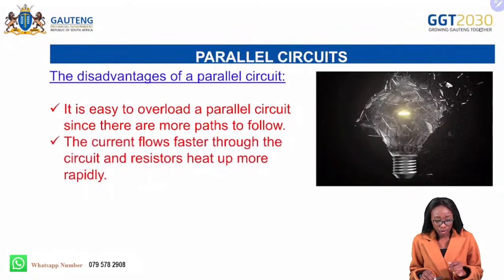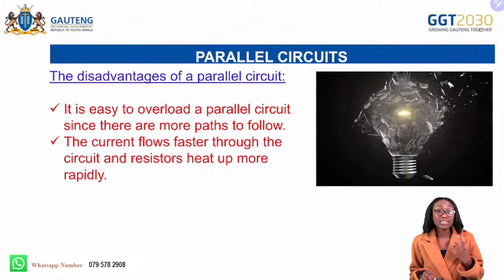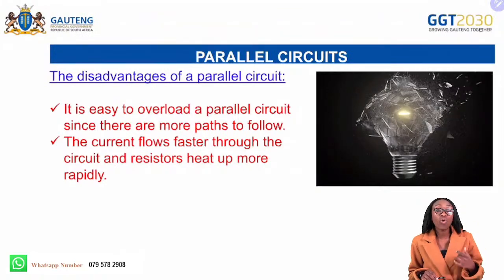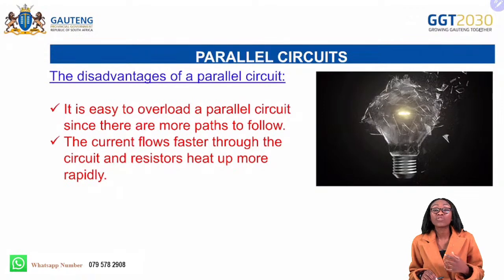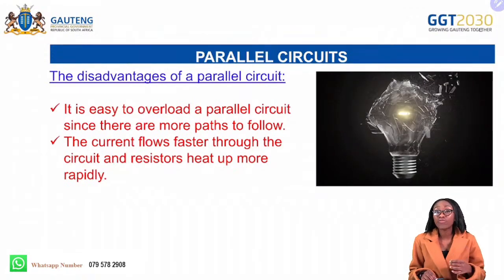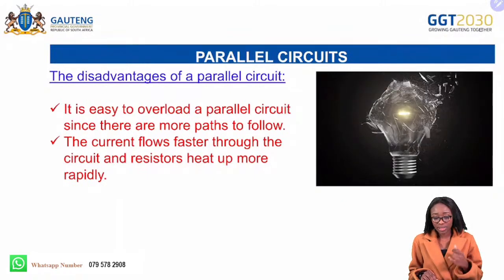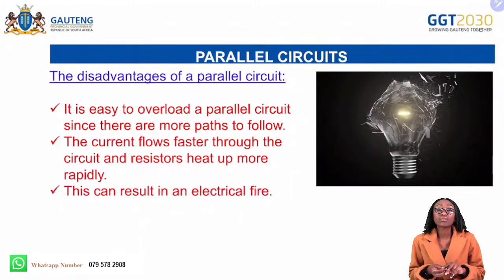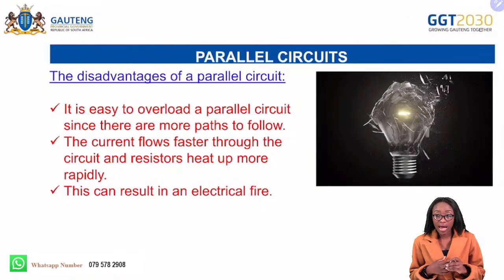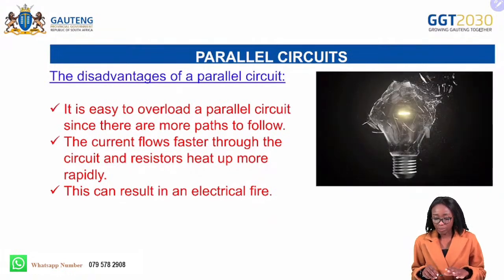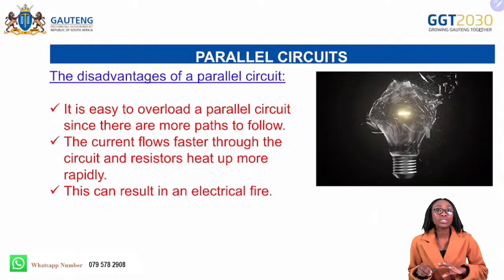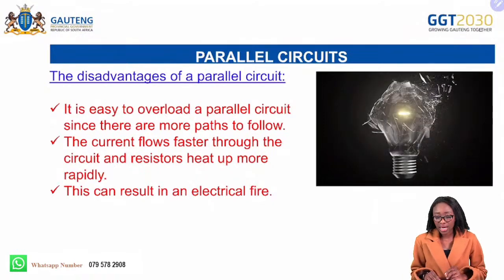So the current flows faster through the circuit and the resistors tend to heat up more rapidly because the current is flowing very, very fast. So we have a safety issue there. Resistors are more likely to heat up in a parallel circuit, and this can result in an electrical fire. Let's look at that bulb bursting there. I'm sure it was in a parallel circuit that was overloaded.